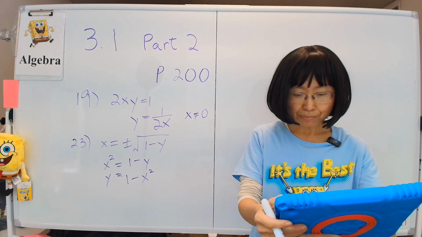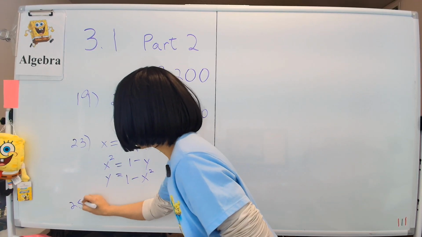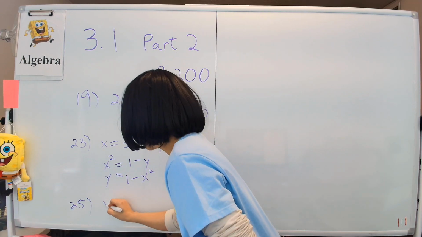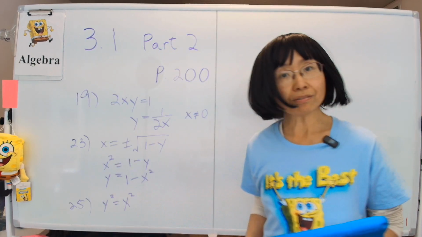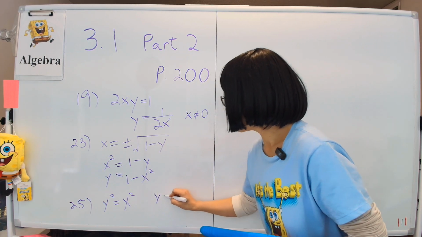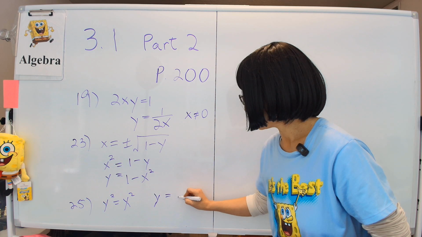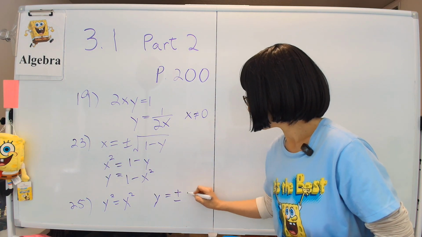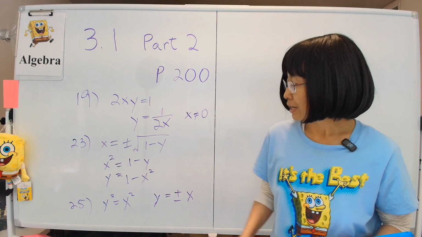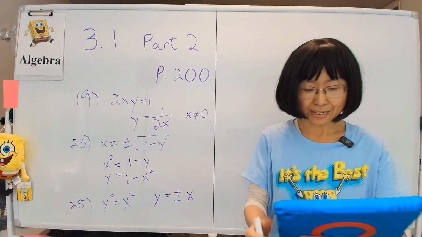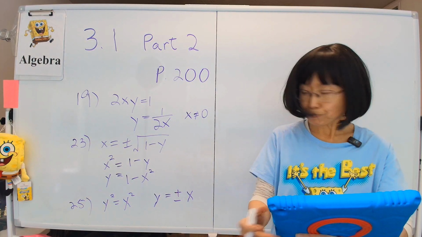Next, let's look at problem 25, where we have y squared equals x squared. Now at this point, to solve for y, y has two options. It equals the positive or negative value of x. And we don't know which one, so this is not a function as a result. So that's 25.